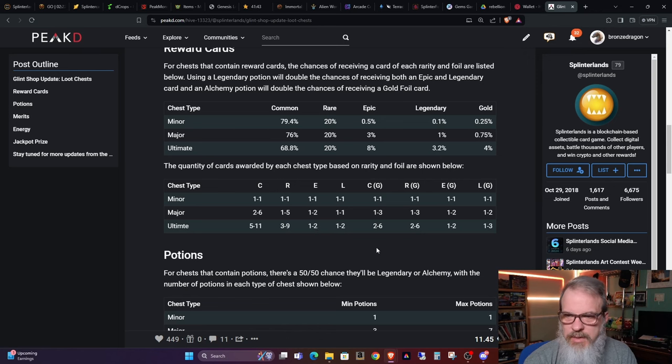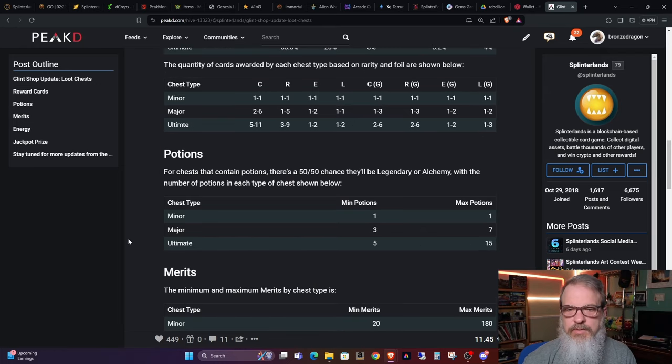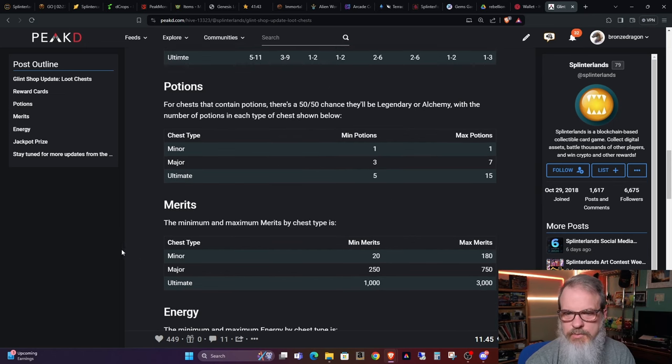So kind of expected, and once again, they have to throw potions in there. Potions are handy for some folks. Once again, I've got plenty of them built up from over the years, but you do have a percentage chance to get potions. And as usual, the potion numbers will go up from minor to ultimate. If you draw potions in a minor chest, you'll just get one. If you draw them in the ultimate, you'll get between 5 and 15. It is what it is.